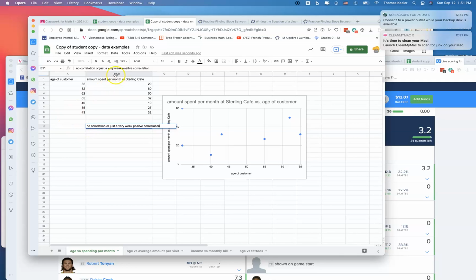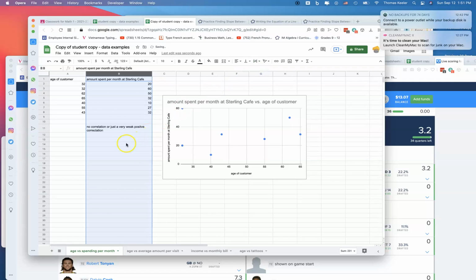And remember, we can use that wraparound here to say, so how would you say that? As you get older, maybe you spend a little bit more money, but it's not a very strong correlation, right? So we see some young people spending more than some older people.